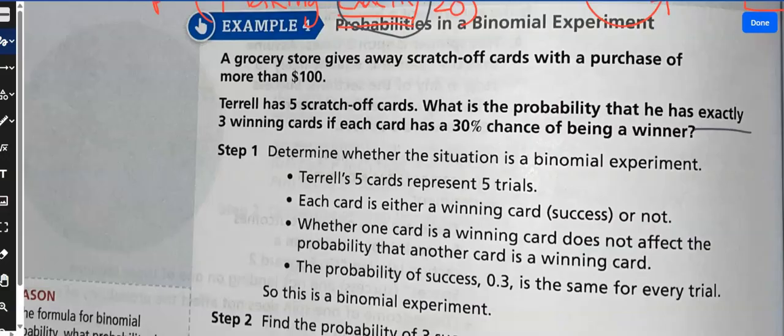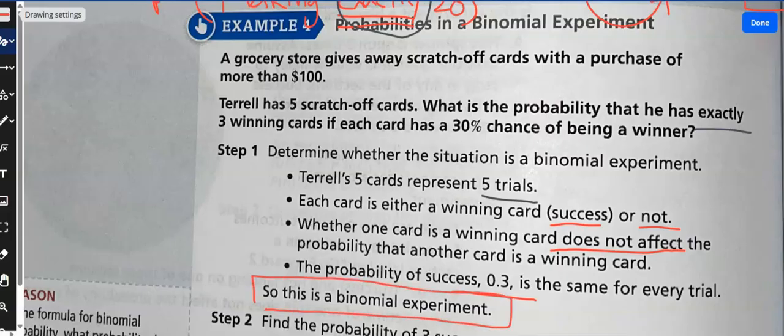First, we want to know if this is a binomial situation. Well, Terrell has 5 cards. That's a fixed number of trials, right? Each card is either a winning card or not, success or failure. Whether one card is a winning card does not affect the probability, that's independent, right? That the next card is a winner. Probability of success is 0.3, same for every single card. That does fit. This is a binomial experiment, okay?